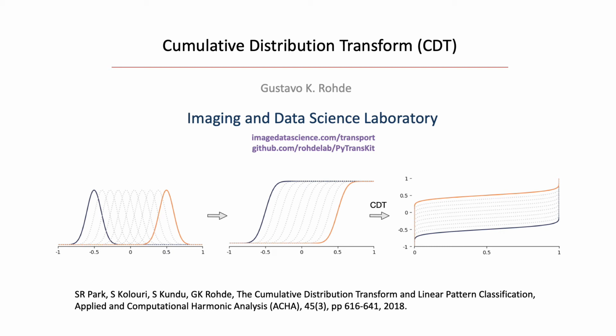Welcome back to our video series on transport techniques and their application to signal and image analysis in machine learning. In this video, we're going to talk about the cumulative distribution transform, which is a new way to represent 1D signals in such a way so as to render data science problems like estimation and classification easier to solve.